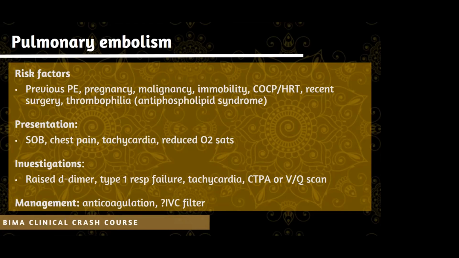You go into type 1 respiratory failure. So if you do an arterial stab, an ABG, they'll have low oxygen, but you know that from their oxygen sats. They won't be retaining CO2. They'll be tachycardic. Ideally, you'd want a CTPA, which is a CT of the pulmonary arteries. If you can't do that, go for a VQ scan.